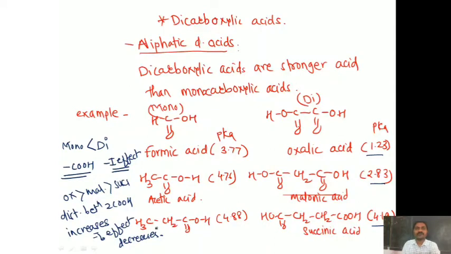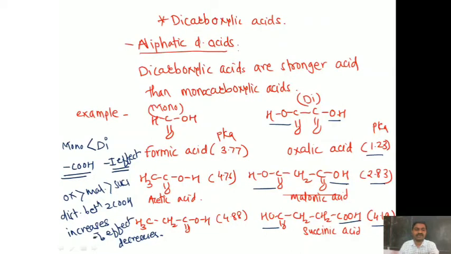So as the distance between two COOH increases, if you see here, they are very close. Here one CH2 is in between these two COOH, and in the last case two CH2 groups are present in between two COOH group. So as the distance between two COOH increases, minus I effect goes on decreasing, therefore acid strength also goes on decreasing. This is the case of aliphatic dicarboxylic acid.